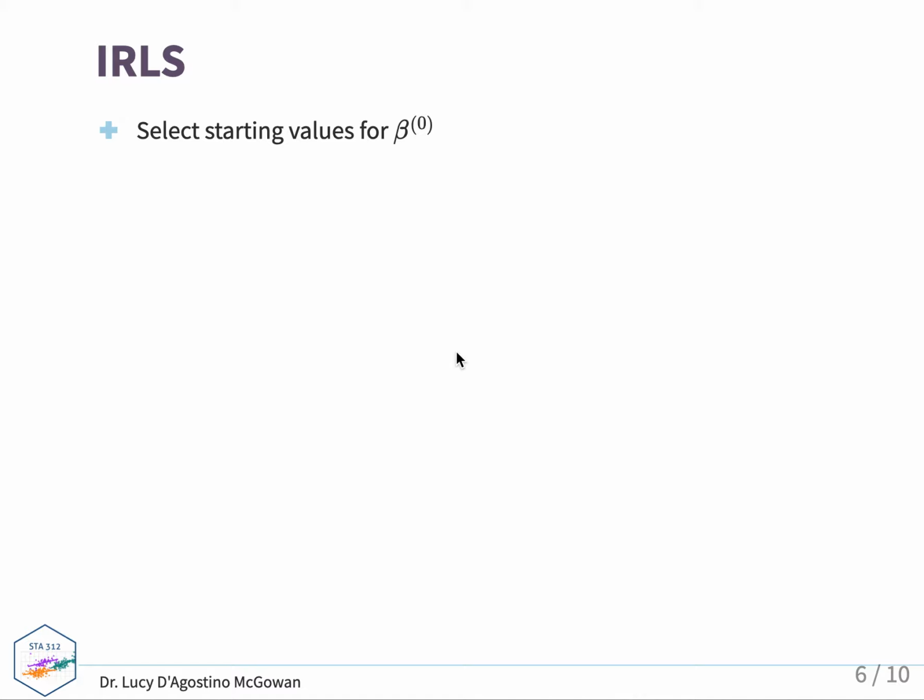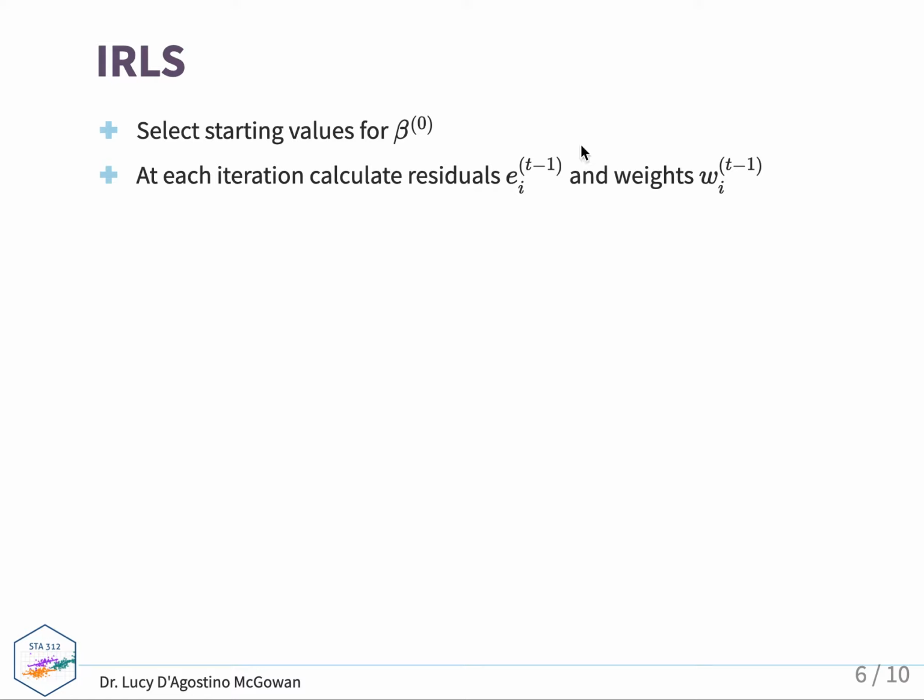So this is the process. You start by selecting values for beta. We call these beta 0, or beta naught maybe. It's basically the starting values for those betas. A sensible one might be the least squares estimate for beta. Then at each iteration, you calculate the residuals and the weights from the previous iteration. So if you're on iteration t, you calculate the residuals from iteration t minus 1 and the weights from iteration t minus 1.